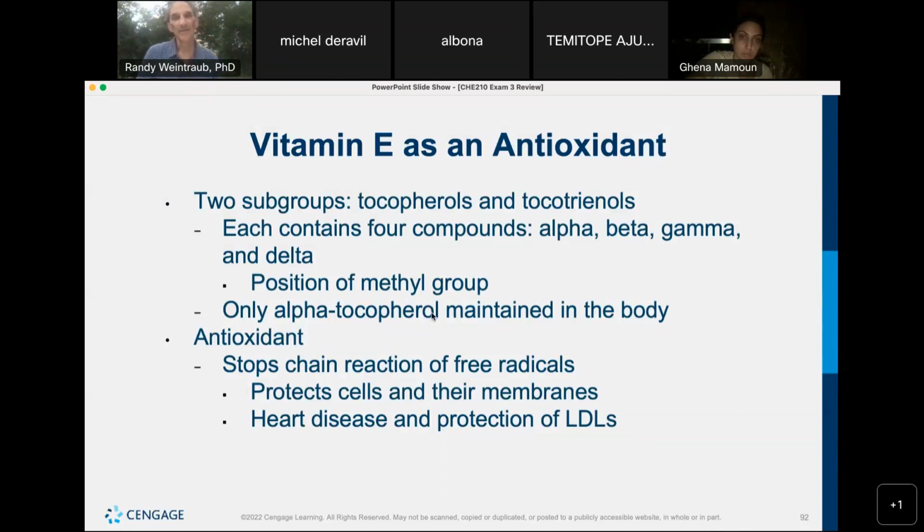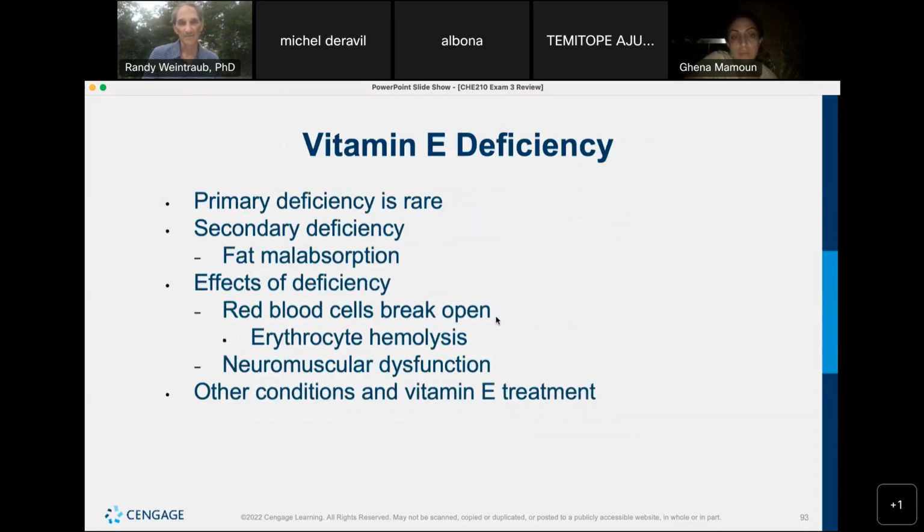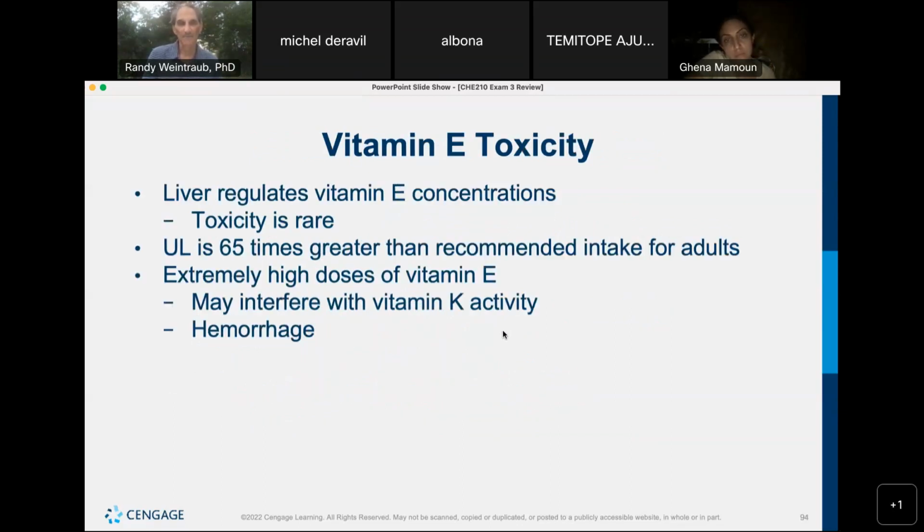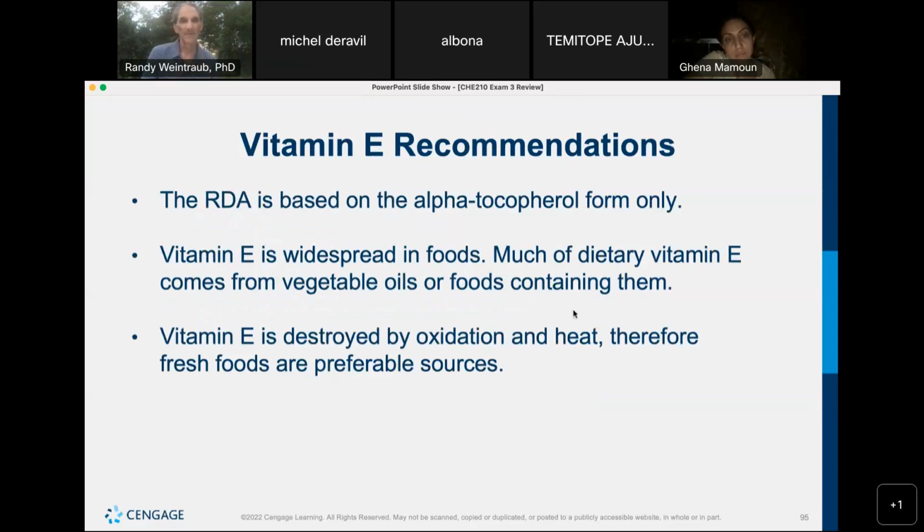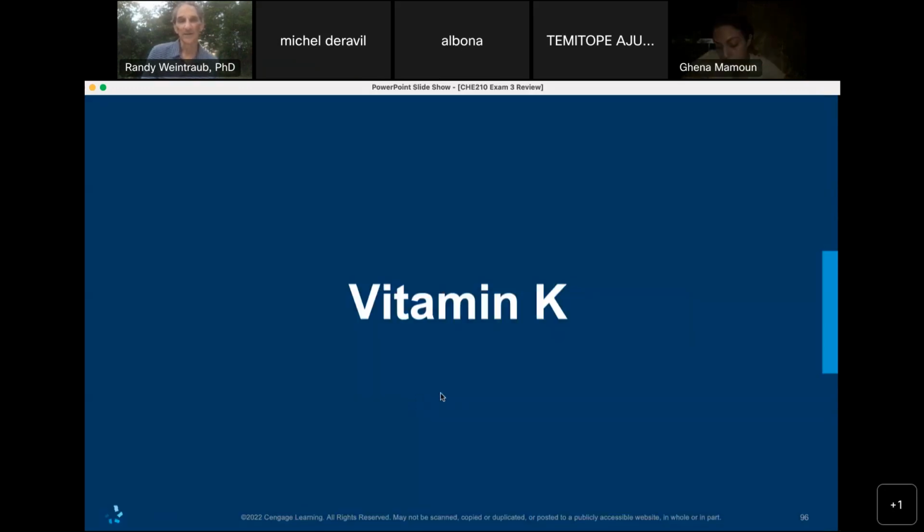Vitamin E is an antioxidant, again similar to one of the roles of vitamin C. A deficiency could occur if there's malabsorption of fat, it being a fat-soluble vitamin. It's notable that vitamin E, along with the other fat-soluble vitamins, could be destroyed by oxygen and heat through oxidation.